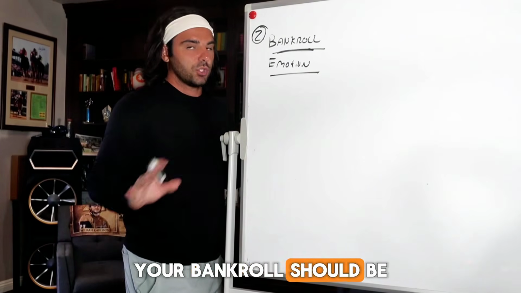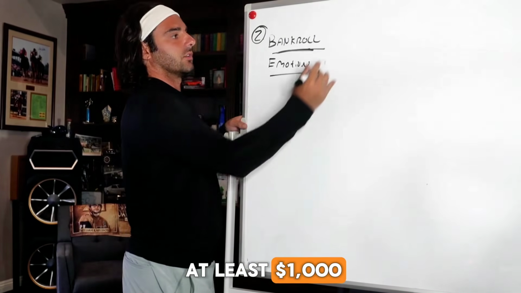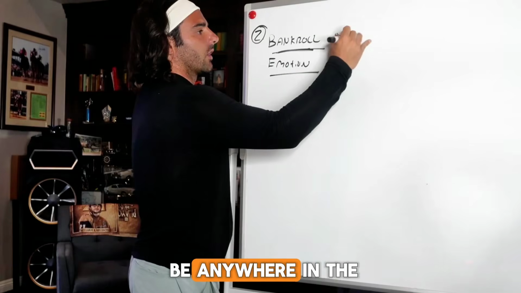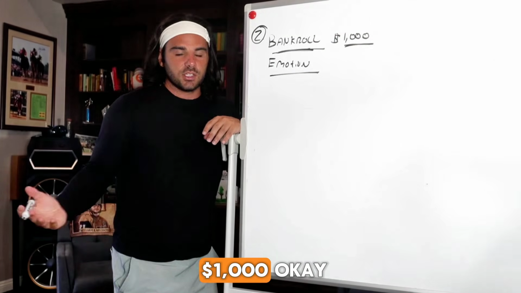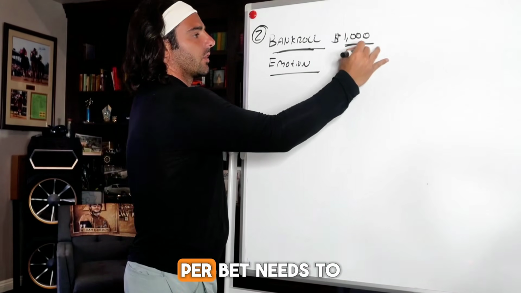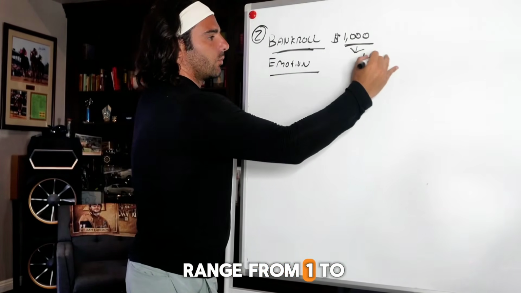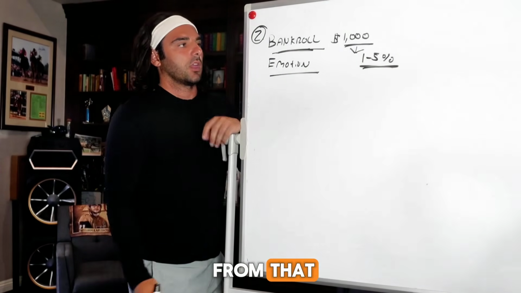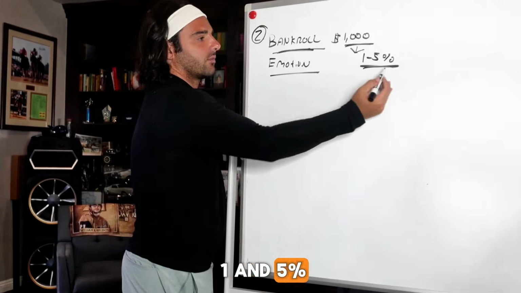Your bankroll should be at least $1,000 if you're trying to be anywhere in the sports betting realm. Should be at least $1,000, okay? Now, percentage-wise, what you should be betting per bet needs to range from 1 to 5%, okay? And it doesn't change from that. It has to stay between 1 and 5%.